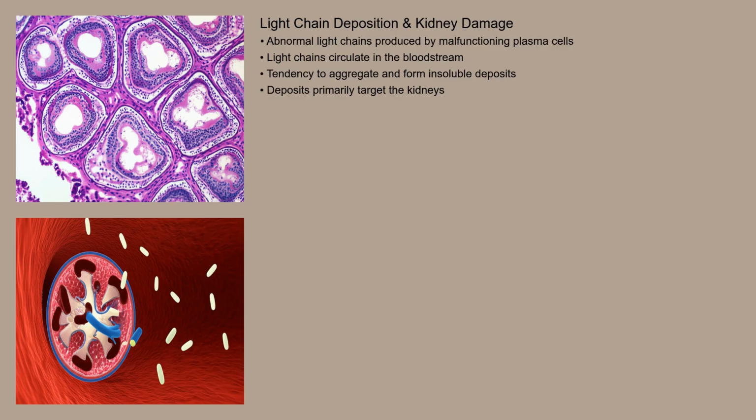The buildup of these light chain deposits thickens the glomerular basement membrane, disrupts the normal filtration process, and ultimately leads to kidney dysfunction. This deposition can also occur in other organs like the heart, liver, and nerves, causing damage specific to those organs. The disease progression depends on the extent and location of the light chain deposits.